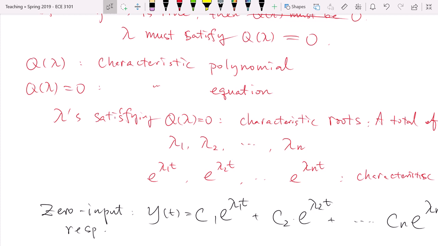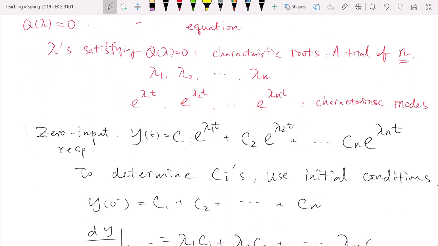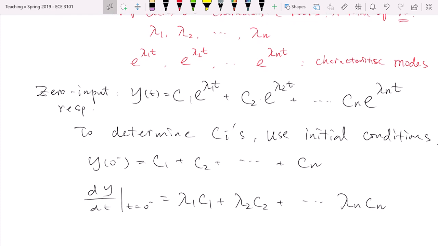And each one of them will correspond to a characteristic mode, e to the lambda 1 t, e to the lambda 2 t, up to e to the lambda n t. And in general, the zero input response would take this particular form. And of course, these c's are constants yet to be determined. The lambdas are calculated directly based on the characteristic equation.